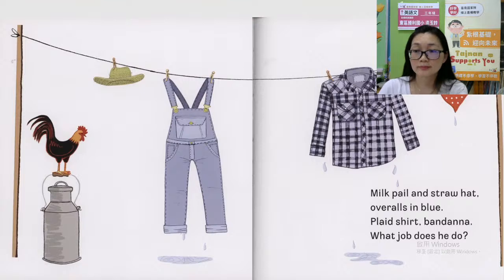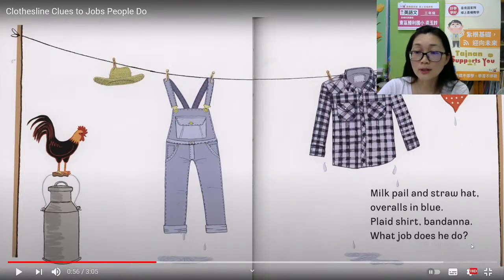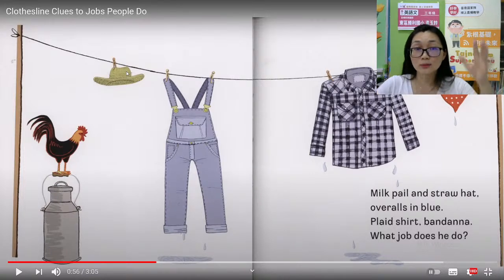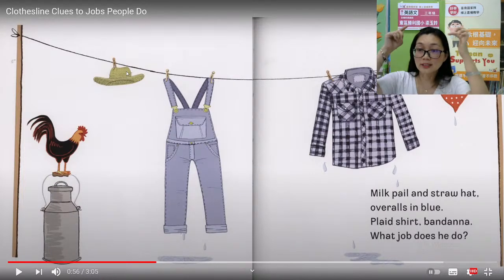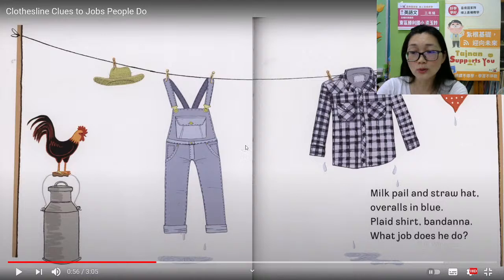Milk pail and straw hat, overalls in blue. Plaid shirt, bandana. What job does he do? Oh, milk pail. This is the milk pail. And straw hat. A hat was made from straw. Okay, and then overalls in blue. This kind of clothes we call overalls.